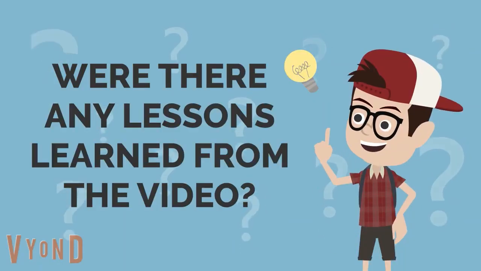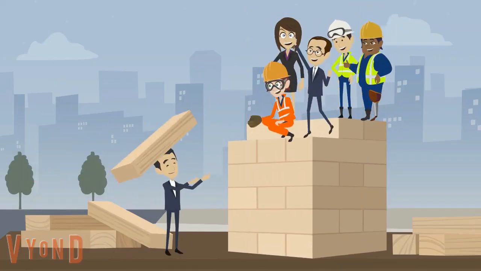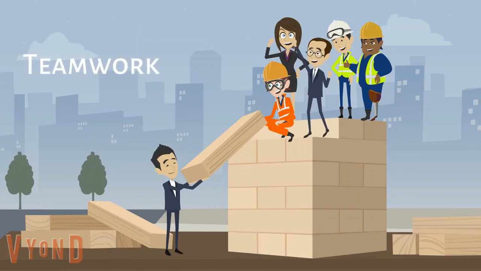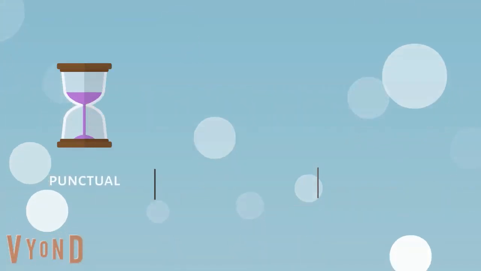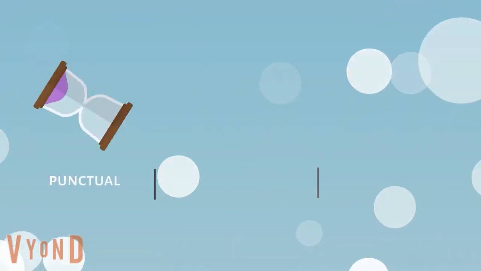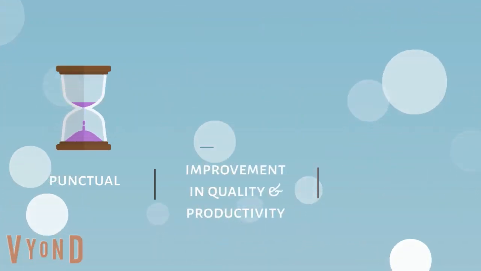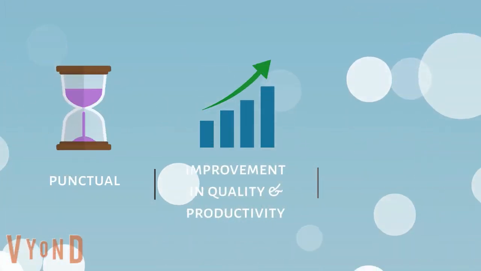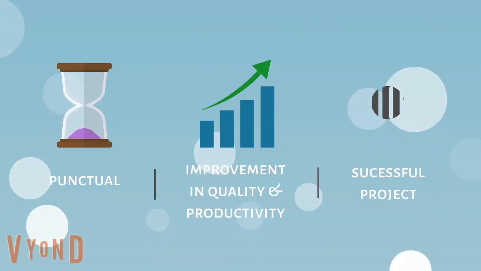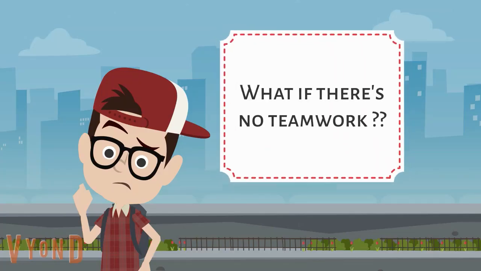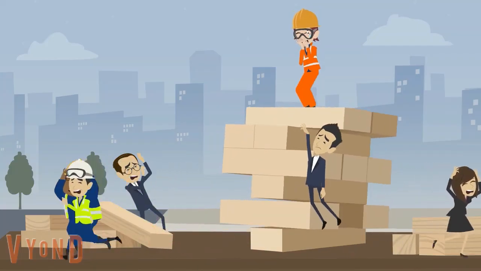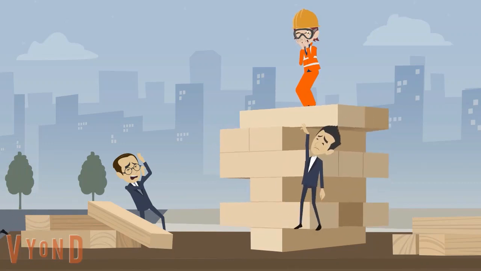Were you able to extract any lesson from the video? Our lesson learned here is teamwork plays a crucially important role in the construction industry. It helps team players to finish their own jobs on time. It will help increase quality and productivity of work, therefore resulting in a successful project. Job well done! However, without teamwork, it could lead to all sorts of bad things happening. For example, a shaky foundation will increase the chance of the building collapsing.